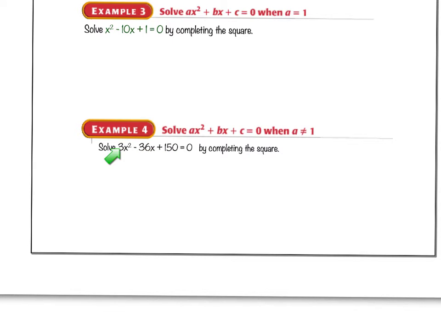And you really want a 1 as a coefficient here. So what you do in this situation is just divide everything by 3 to begin with. So I'm going to divide by 3, and that's going to give me x squared minus 12x plus 50 equaling 0. 0 divided by 3 is just 0. So now you are in the basic completing the square kind of situation.